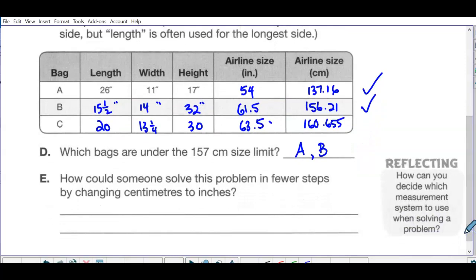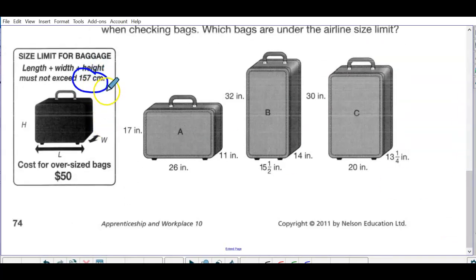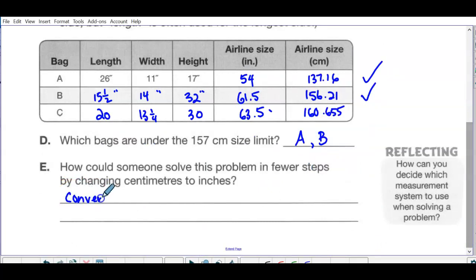How could someone solve this problem in fewer steps by changing centimeters to inches? What you could do is go back. Here we had to add all of them together, which you're going to have to do no matter what. We added the inches, and then we converted each of those totals to centimeters. If we had just added those together and then converted this to inches, we wouldn't have to do those three comparisons. We would have the comparison right away. So basically, we would want to convert 157 centimeters to inches right away. Okay, and that's it. That's 3.3.